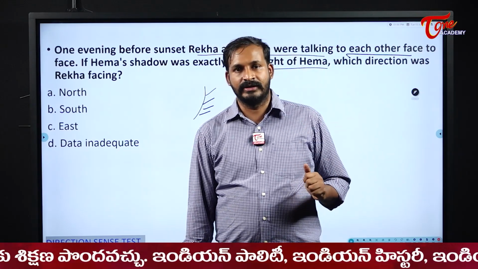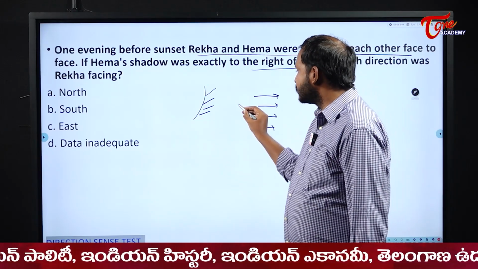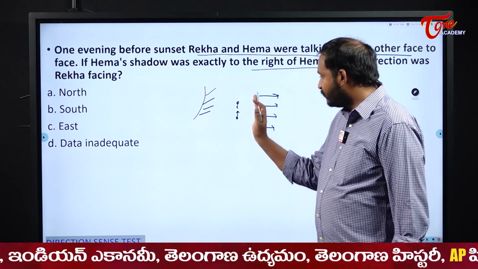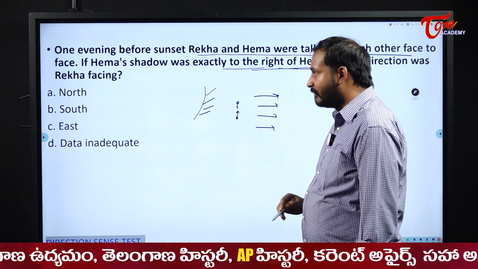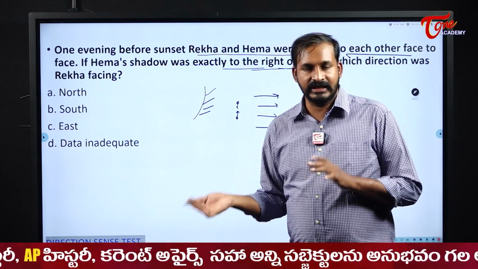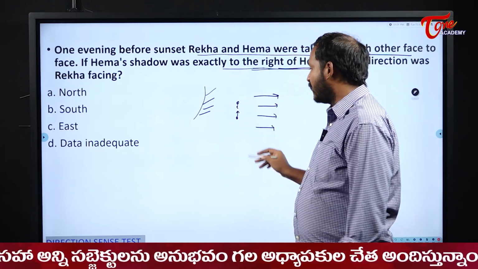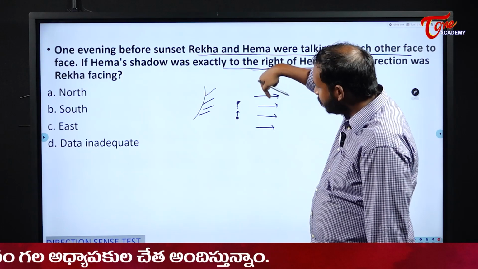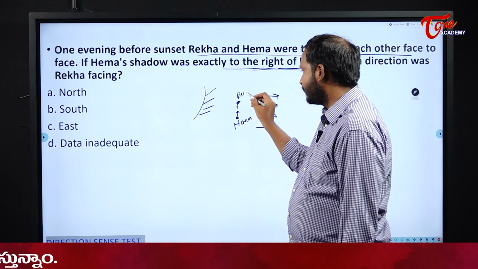We have seen this in our first video. If the shadows are falling towards left or right, definitely the persons will face north and south. They are facing towards each other. Obviously the shadows are falling in this direction. Now, if Hema's shadow was exactly to the right of Hema, whether it is Hema's shadow or Rekha's shadow, both will fall in the same direction, right? Yes sir, both will fall in the same direction. Now this direction is becoming what? Right of Hema. Tell me where Hema should be standing. If Hema is standing here, this will become her left. So definitely Hema will be standing here and Rekha will be standing here.